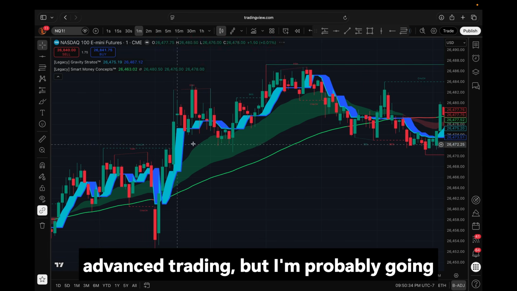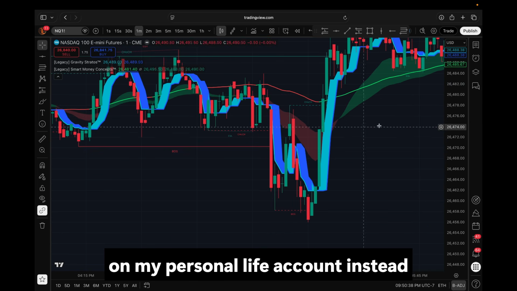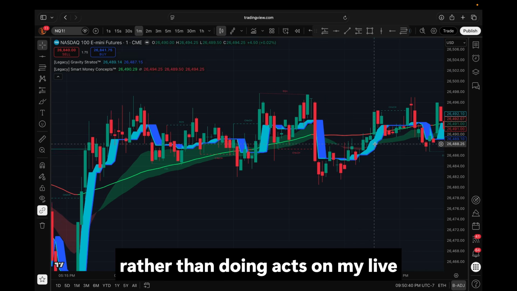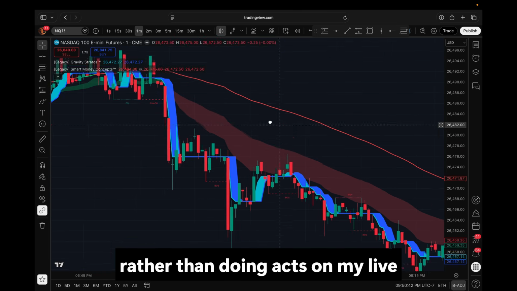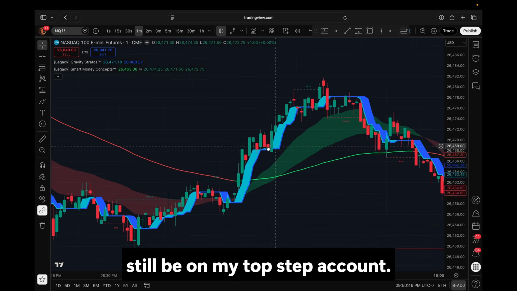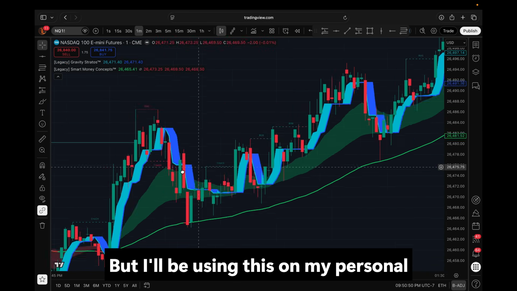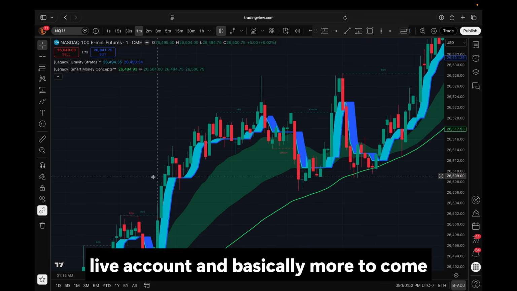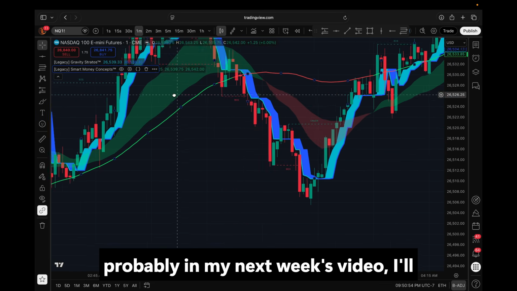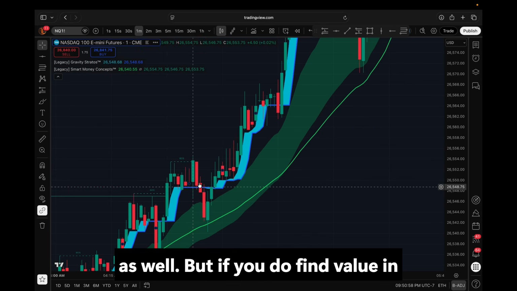But I'm probably going to be using this more and more on my personal live account, rather than doing Swift Algo X on my live account. Swift Algo X will still be on my Topstep account, but I'll be using this on my personal live account, and basically more to come. Probably in my next week's video, I'll also show you my ORB automation strategy as well.